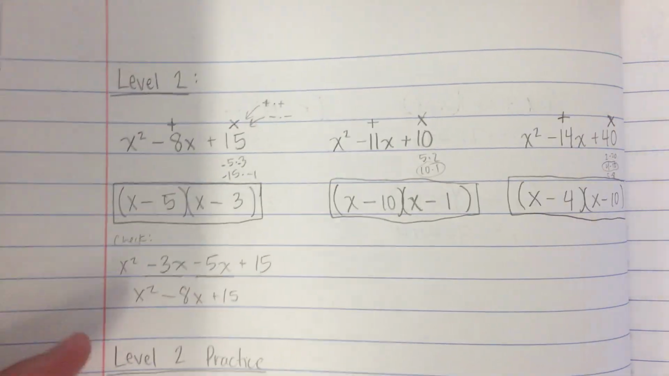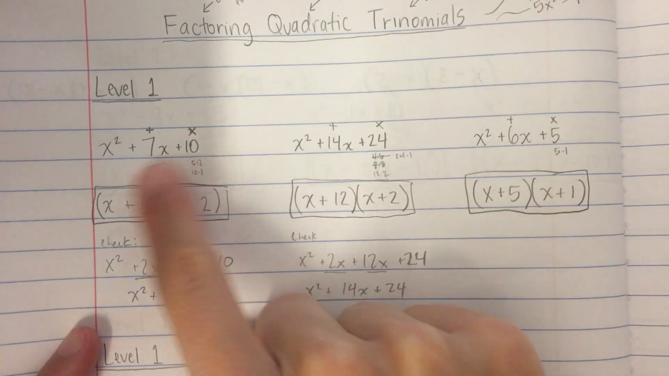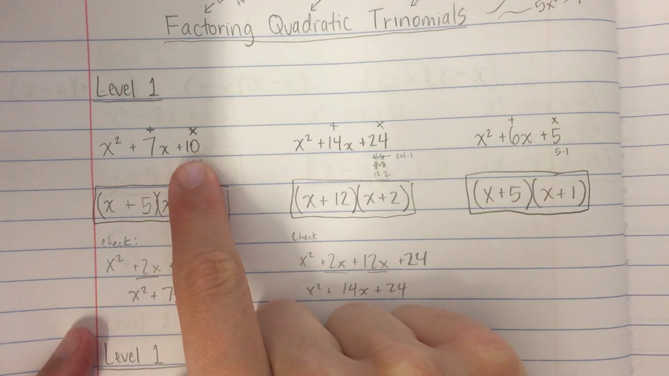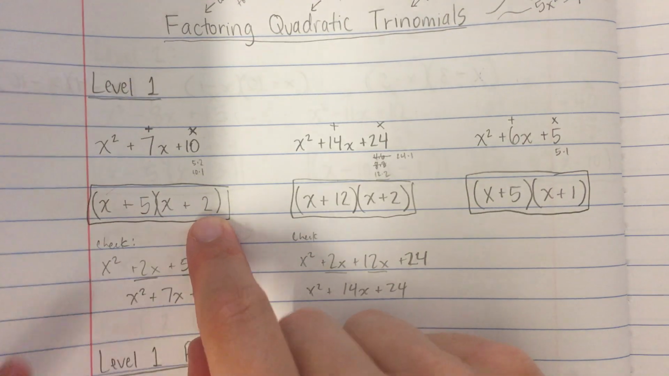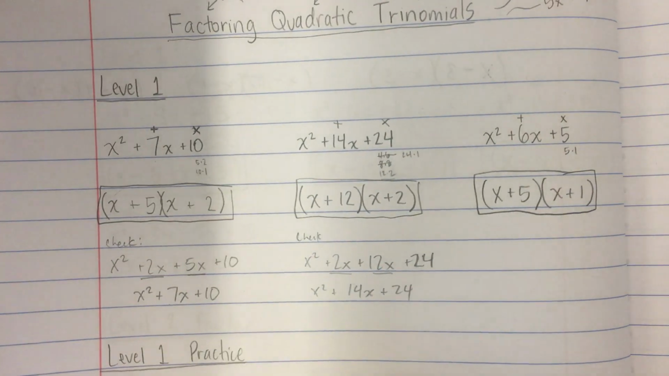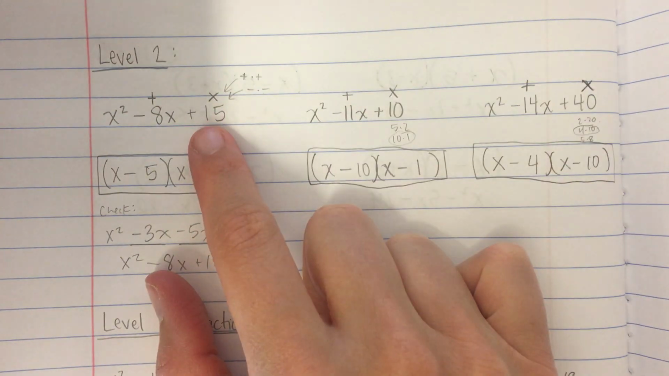All right, here's level 3. And level 3 is harder, and I'm going to explain why. In level 1, we had positive, positive, right? The product was positive and the sum was positive, so we knew it was just going to be a positive times positive.